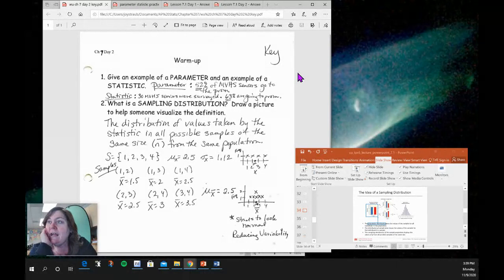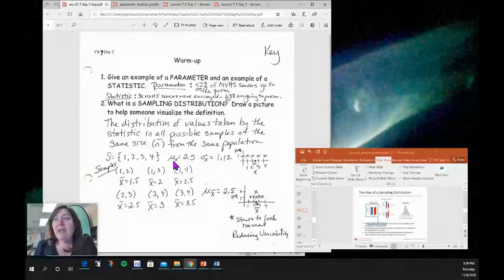Okay, I gave an example here of a little picture I drew to help someone visualize it. We used heights of 4 gentlemen yesterday. That was 4 sons of a family, but I just made 1, 2, 3, 4 to keep it easy. Here's my population, the 4 numbers. And the mean of those 4 numbers is 2.5. Right? And this has a standard deviation of 1.12.